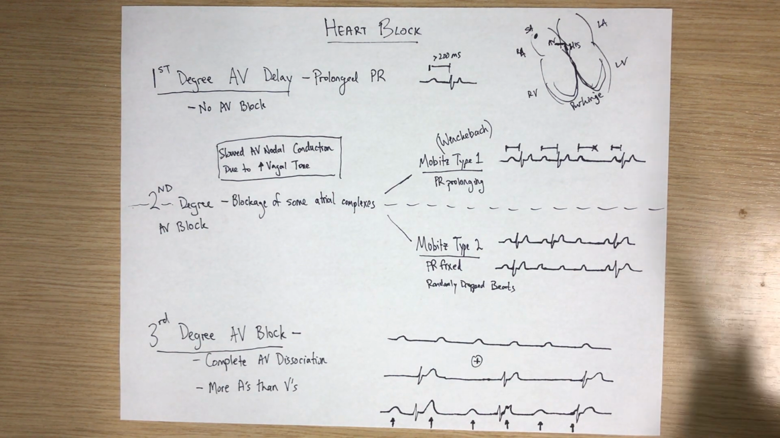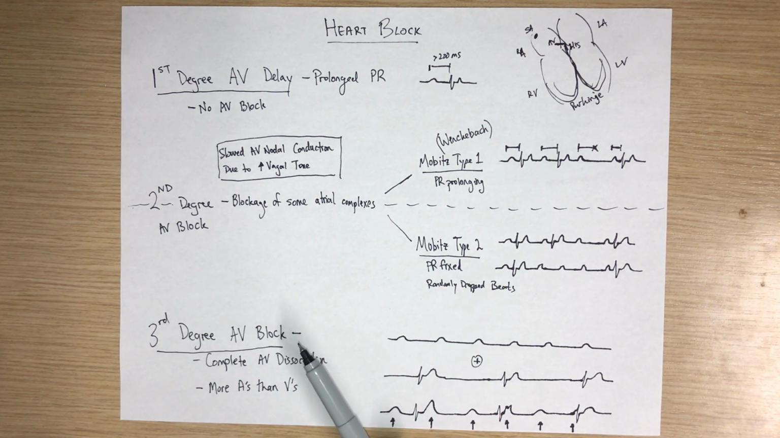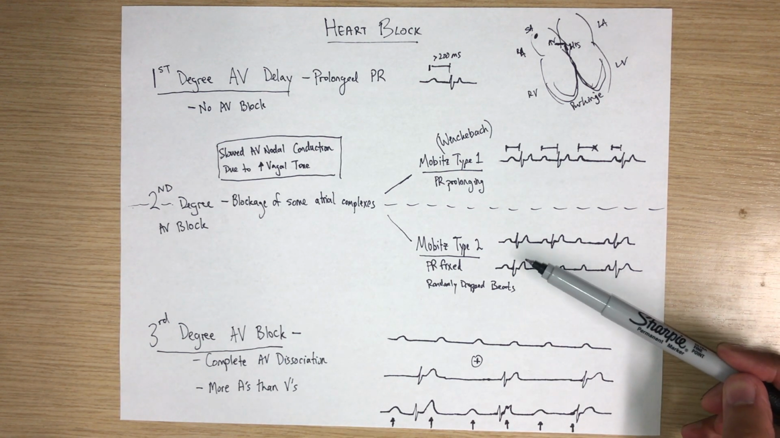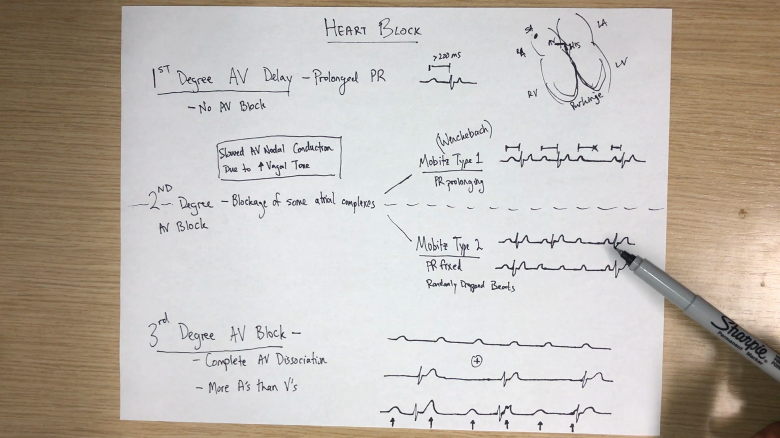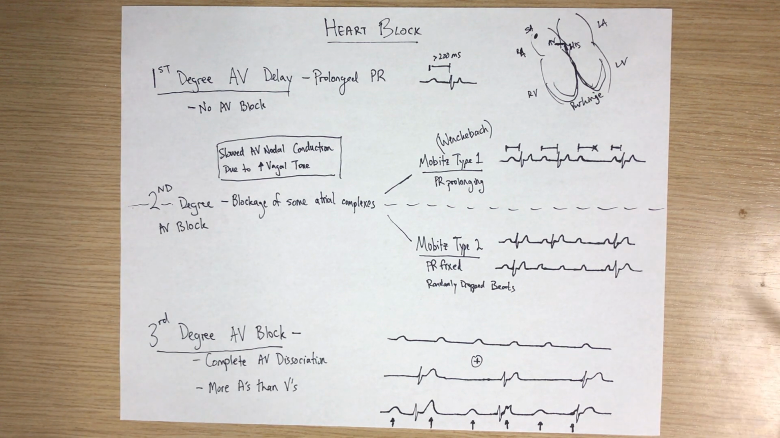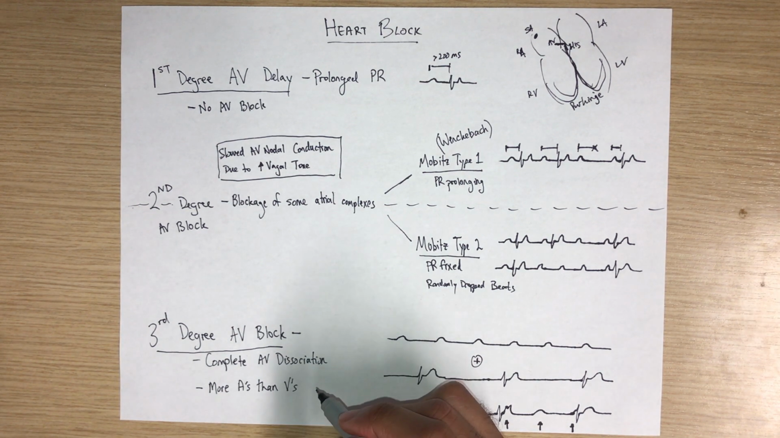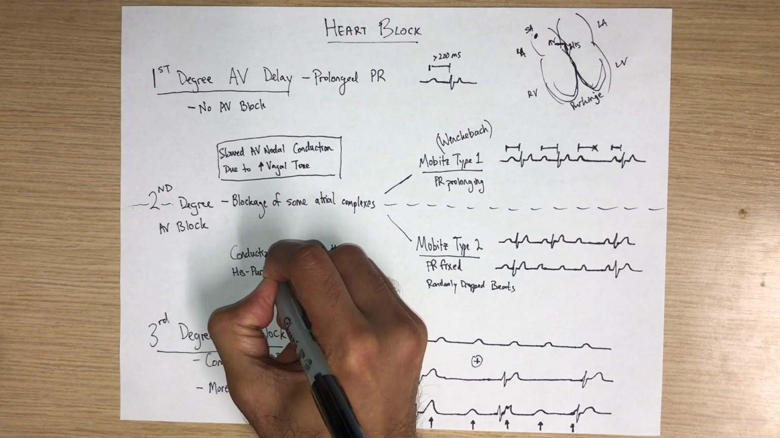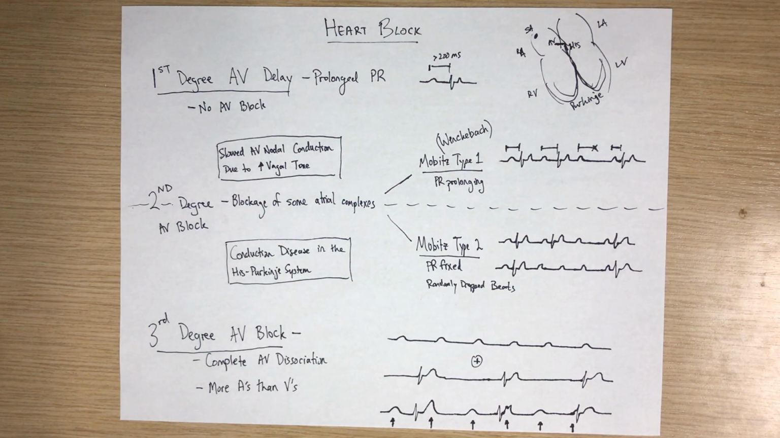On the other hand, in second degree Mobitz type 2 or in complete heart block, third degree AV block, the conduction through the AV node when it does occur is normal. The problem is not at the level of the AV node. The problem is below that in the His Purkinje system. And because the His Purkinje system is not innervated by vagal fibers, any conduction problems in the His Purkinje system indicate intrinsic disease within the His Purkinje system.